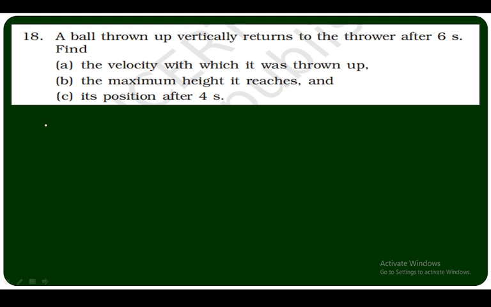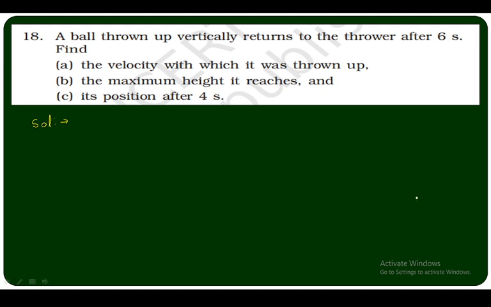Let us solve this question number 18. A ball thrown vertically upward returns to the thrower after 6 seconds. Find the velocity with which it was thrown up, the maximum height it reaches, and its position after 4 seconds.